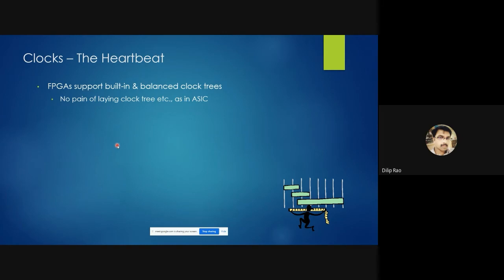Here that's not the case. The clock trees are already laid. The clock trees are already balanced. All you need to do is fit your design to use the existing clock tree without breaking it too much.